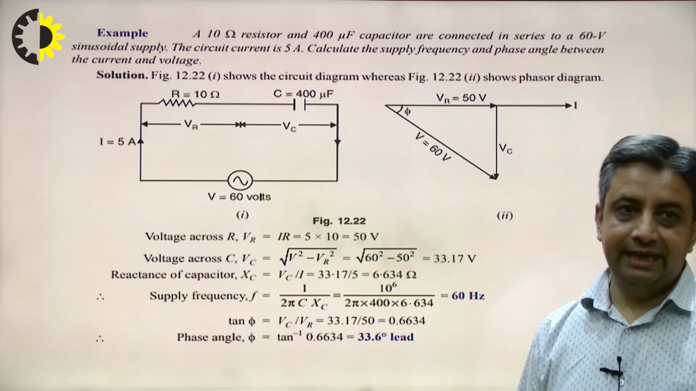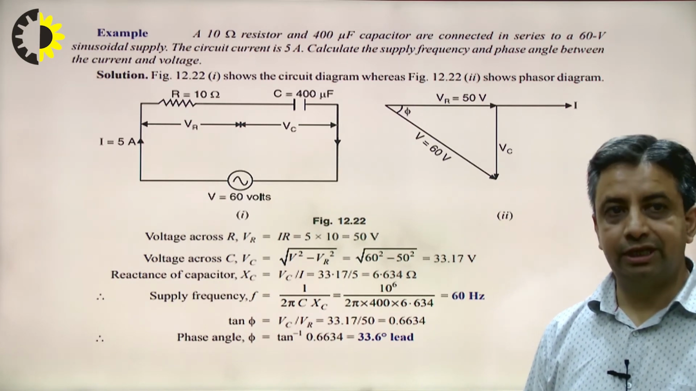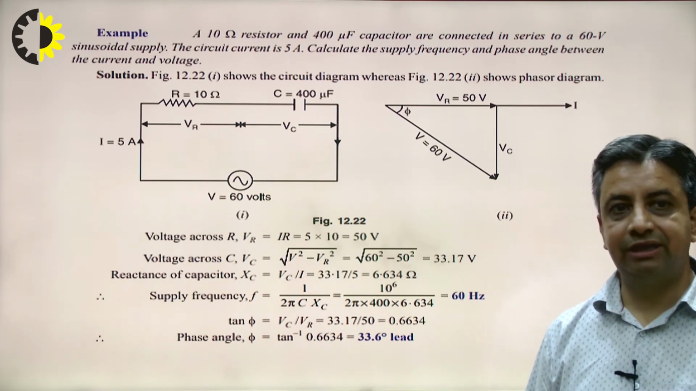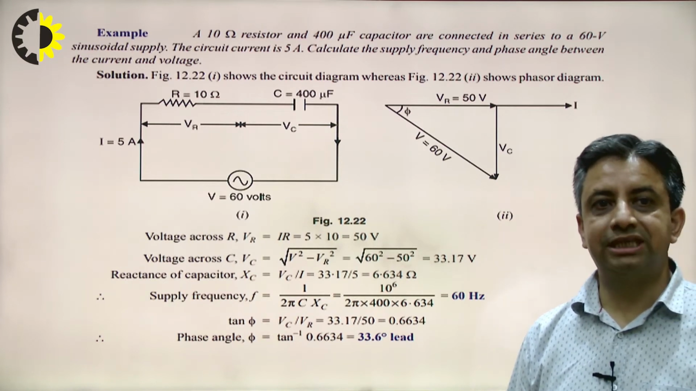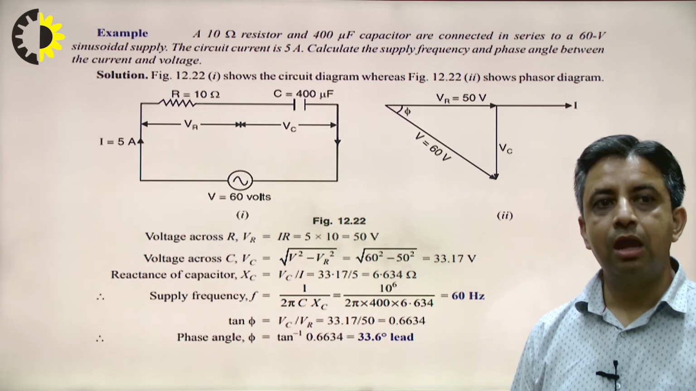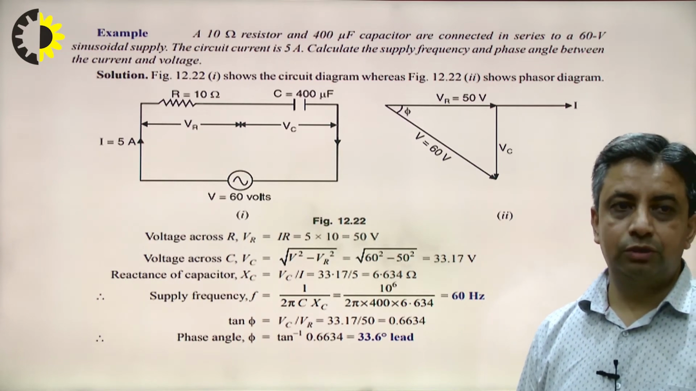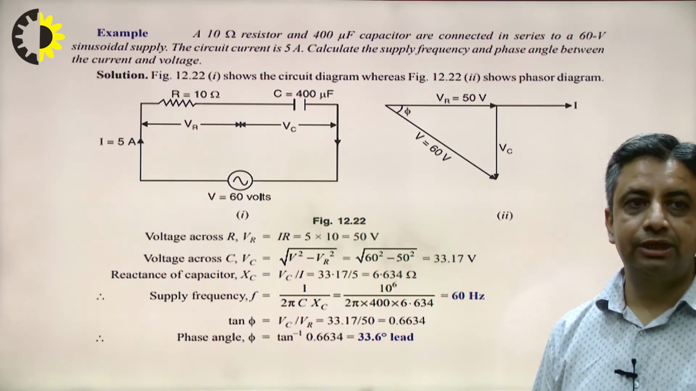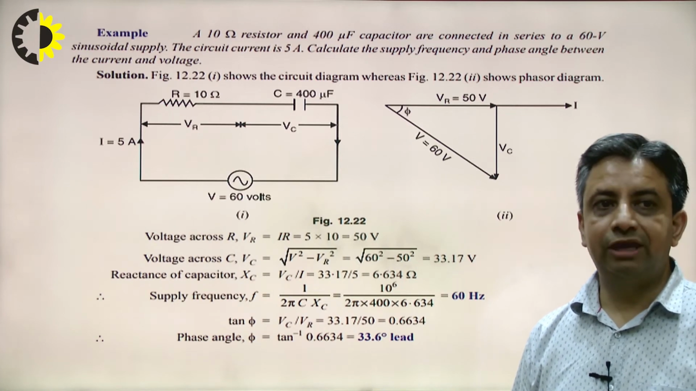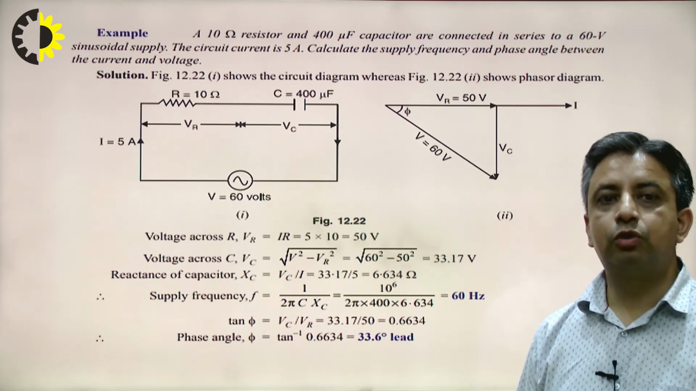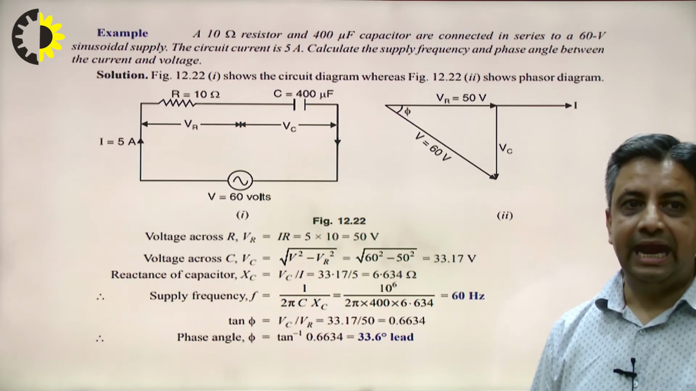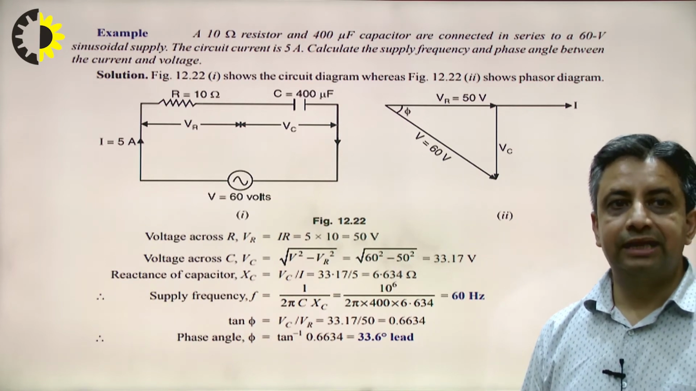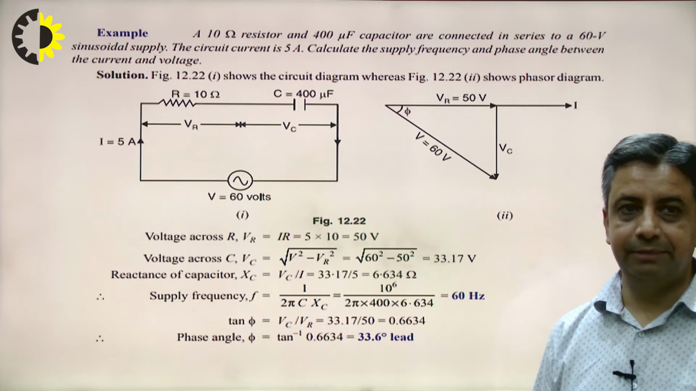Now the reactance, we know, is equal to the voltage across the capacitor divided by the supply current. So it will be 33.17 divided by 5, which comes out to be 6.63 ohm. Now for the supply frequency, we know the formula: XC is equal to 1 by omega C. From that we can find the value of the supply frequency. It comes out to be equal to 60 Hertz. And again tan phi can be calculated using this voltage triangle. The expression will be tan phi is equal to VC by VR.